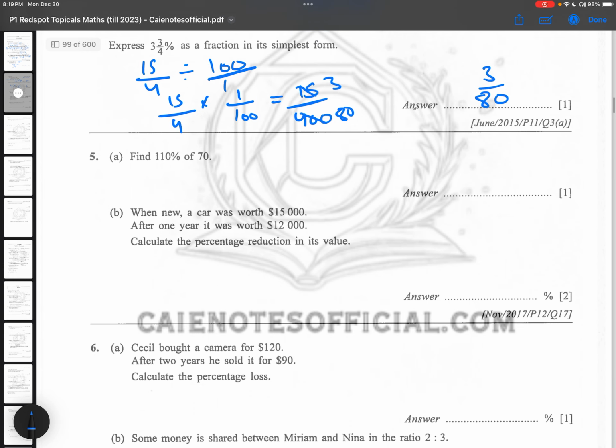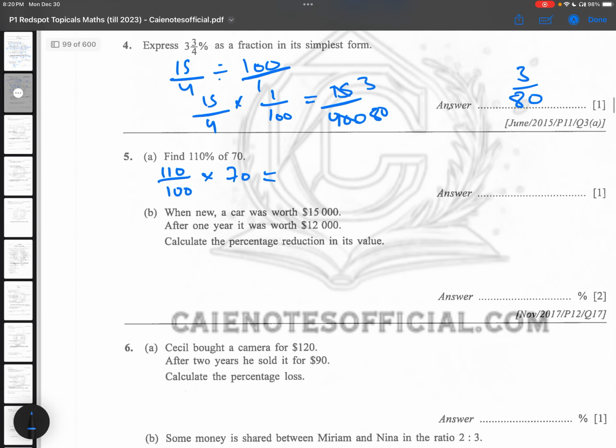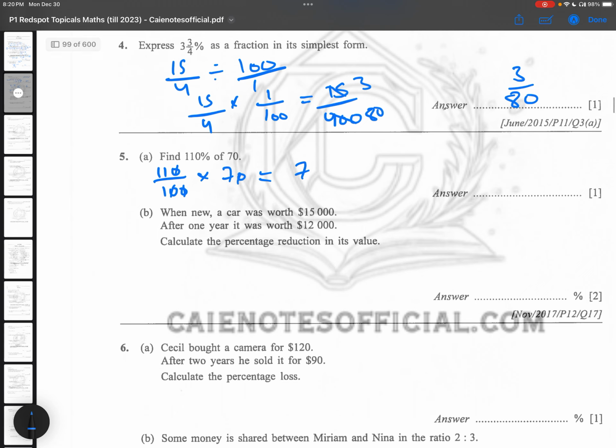Let's move to question number 5. It says find 110% of 70. To do this, we remove the percentage sign by dividing it by 100. Of means multiply, and then with 70. So this will be equal to 0 gets cancelled with 0. And now this 0 gets cancelled with the 0 of 70. We are left with 11 into 7, that is 77. So 110% of 70 will be 77.